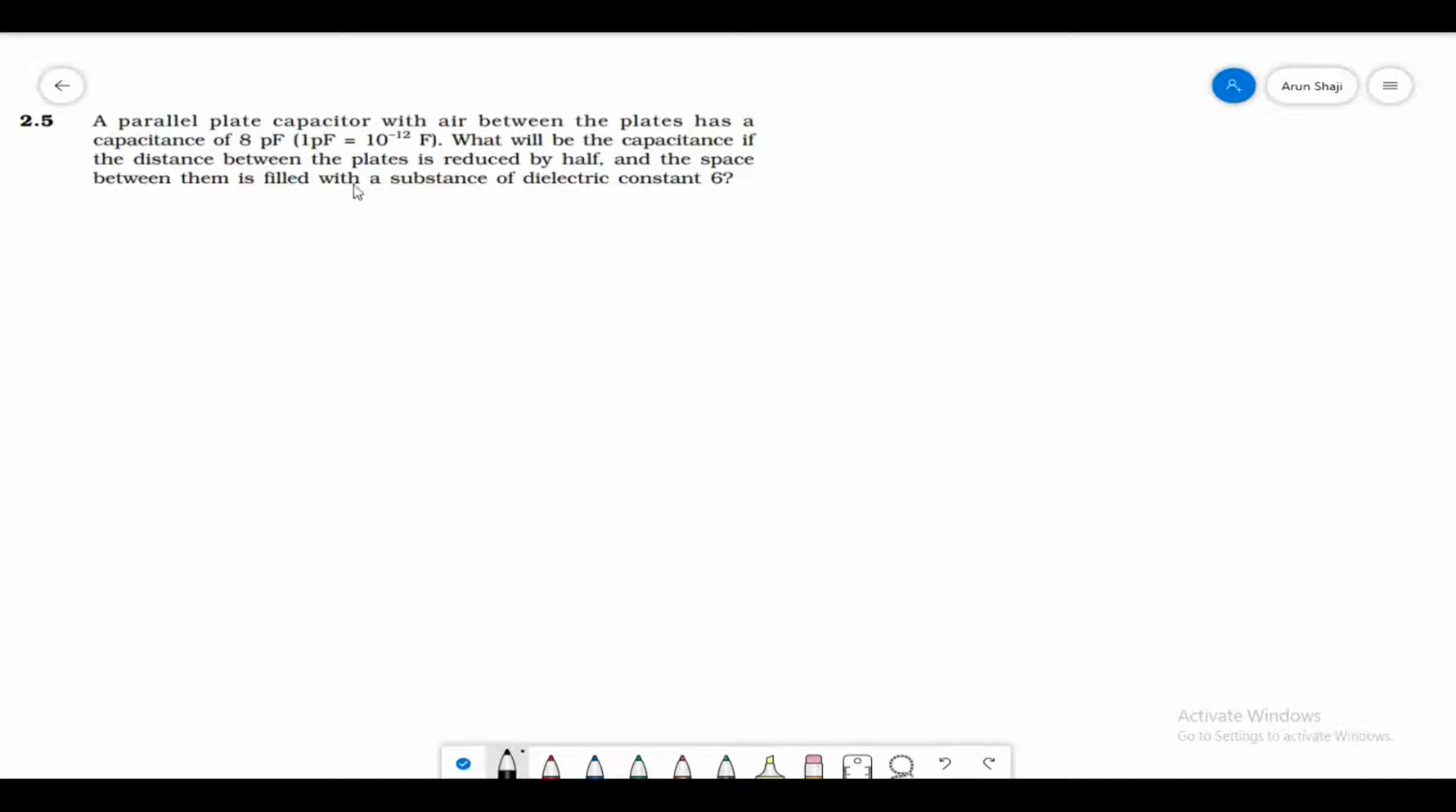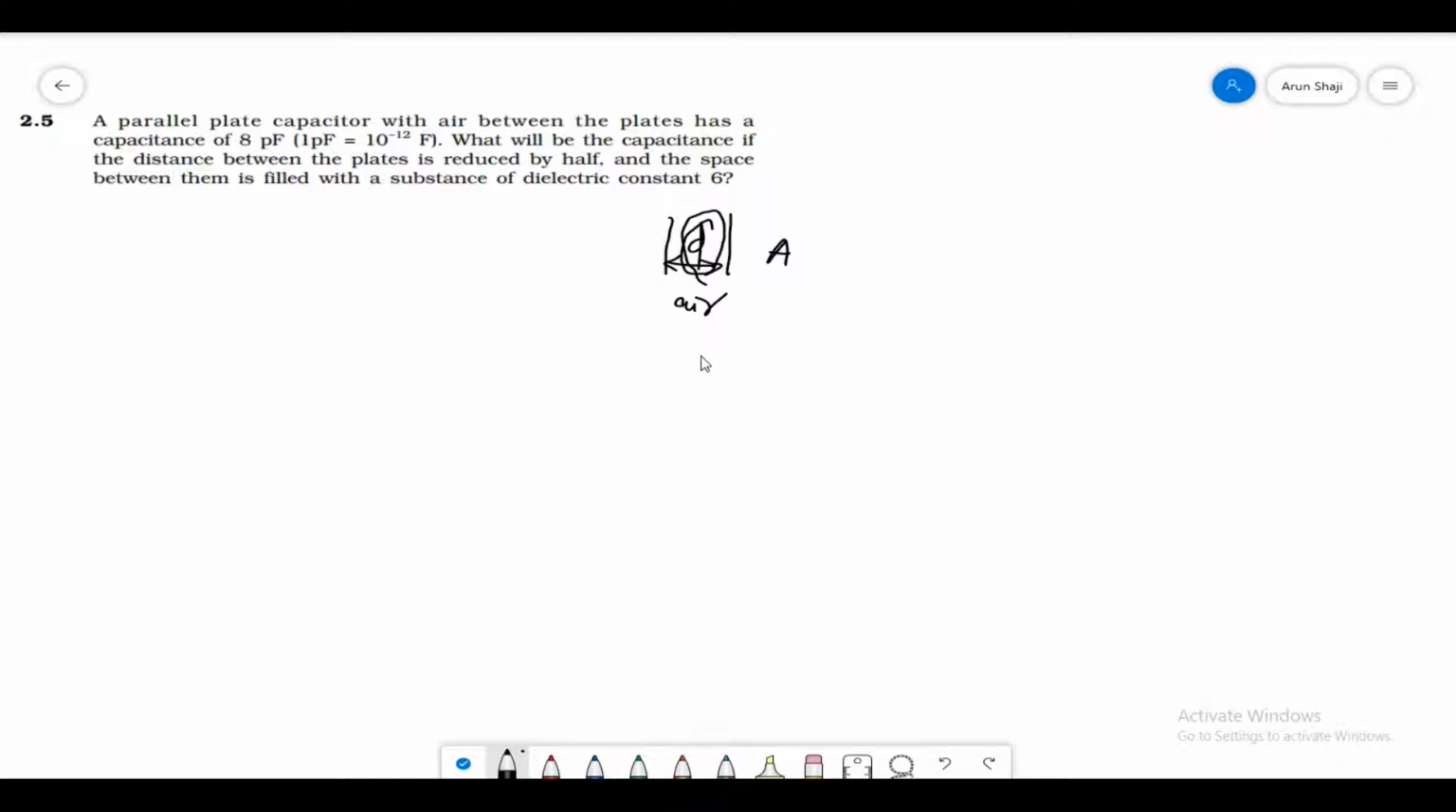So here in this question we are going to find out the capacitance of the capacitor, and then we are changing the parameters of the capacitor and again finding out the capacitance. Normally, what is meant by a capacitor? Capacitor means two parallel plates separated by a distance d. The area of the plates is represented by A. This space is normally occupied by air.